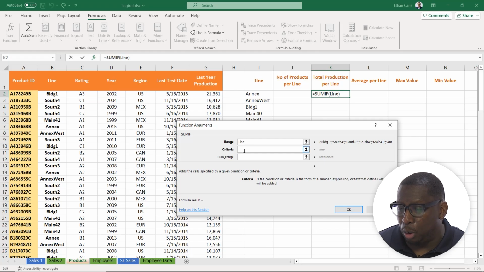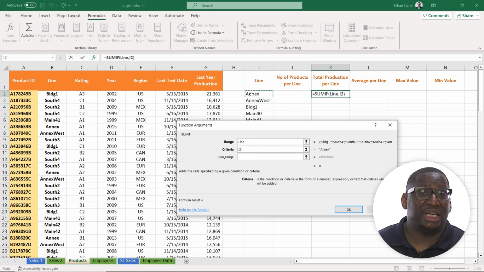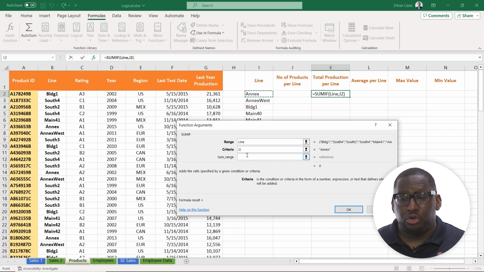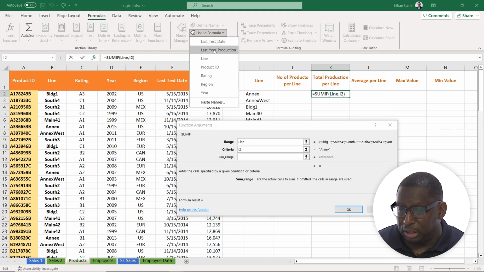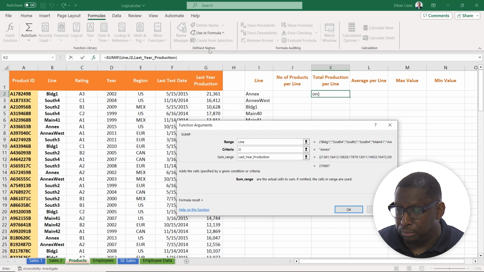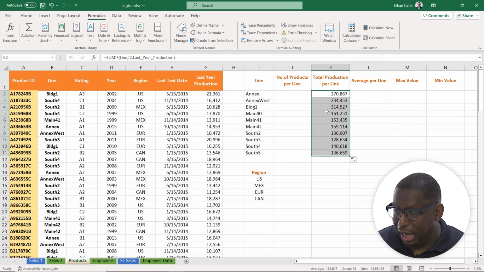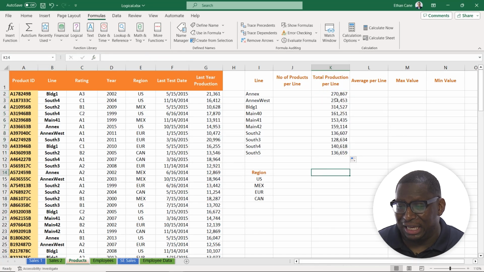Criteria, I want it to only include it in the total if it's equal to the value in this cell, which is Annex. In this case, I need to do a sum range, right? Because I'm analyzing these cells, these lines, but I want to actually sum up the last year production. So I'm going to come here to sum range, using the named range. Let's grab last year production. And there we go. Click OK. I can copy that down, and it is working.